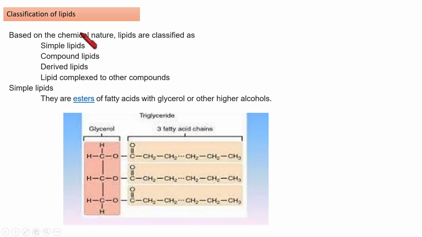Okay. Next, we are going to see the classification of lipids. In what way are we classifying lipids? Based on their chemical nature. How? As simple lipids, compound lipids, derived lipids, and finally lipids complexed to other compounds, or miscellaneous lipids. So let's see what simple lipids are. Simple lipids don't contain too many constituents.